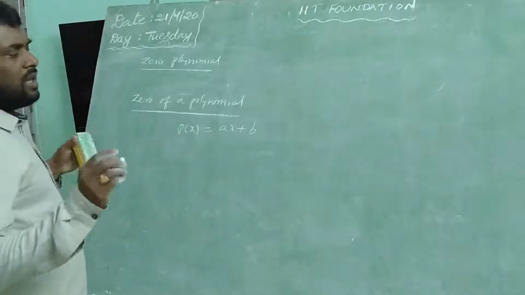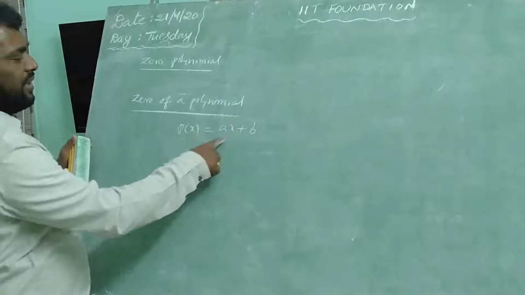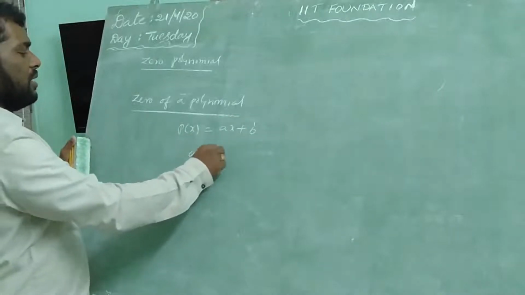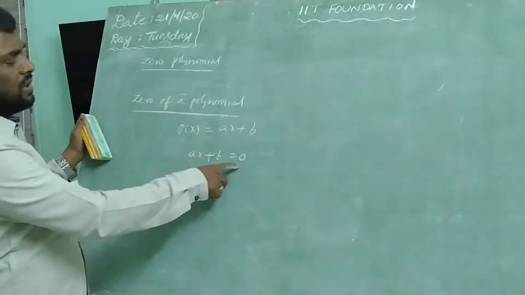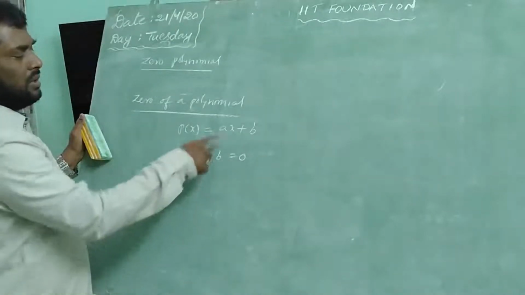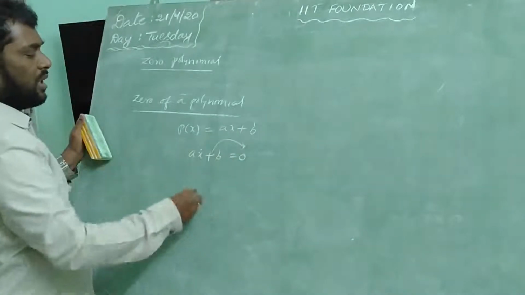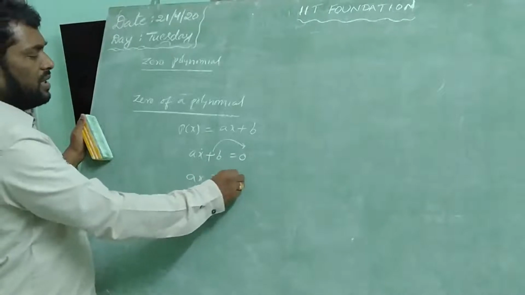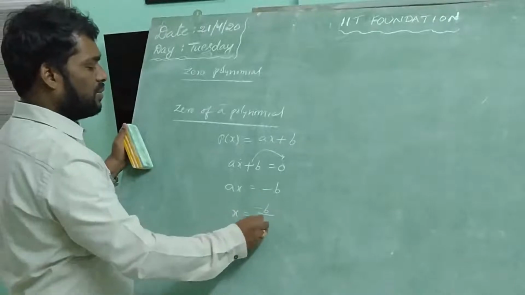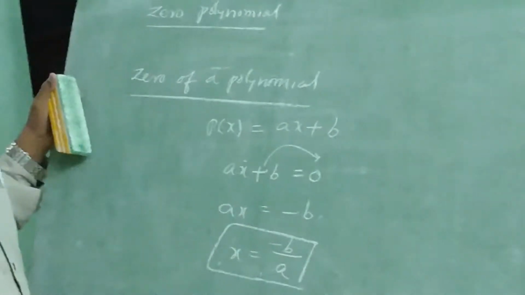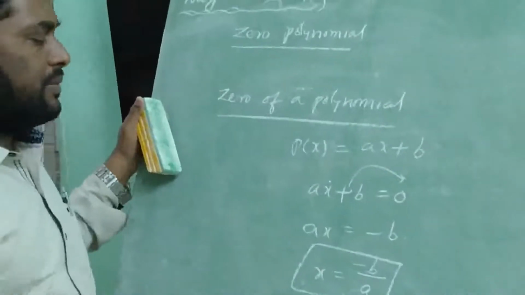So, I am telling a shortcut, children. Before finding zero of a polynomial, you should equate ax plus b, the given polynomial, to 0. If you equate ax plus b is equal to 0, then our target is to find the value of x. Now apply transposition, transpose plus b to the RHS, then it changes as minus b. Then x is equal to, here a is multiplying, it divides the other side, minus b by a. So this minus b by a is the zero of the polynomial ax plus b.